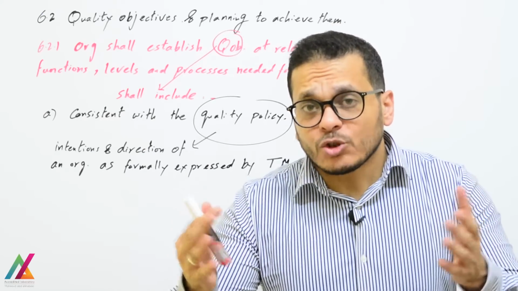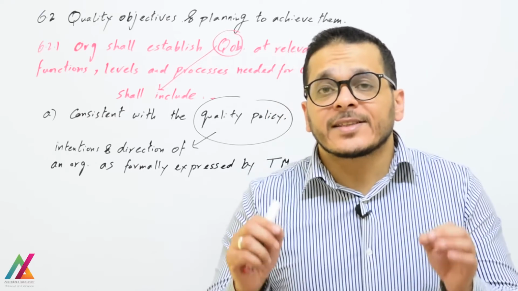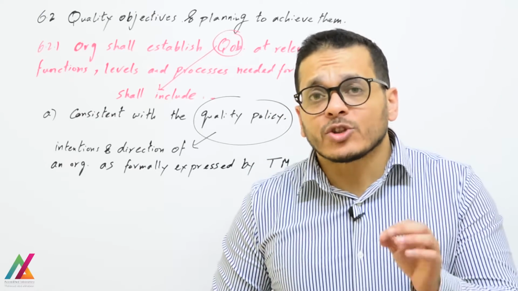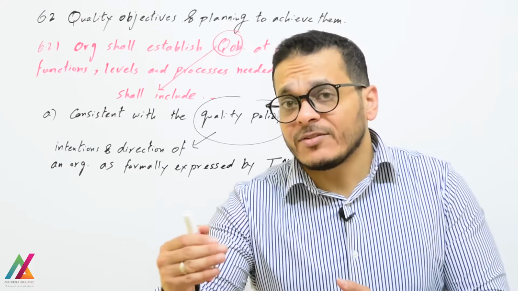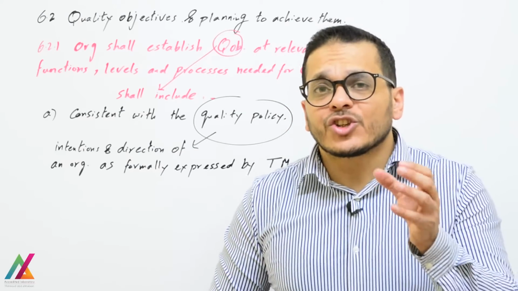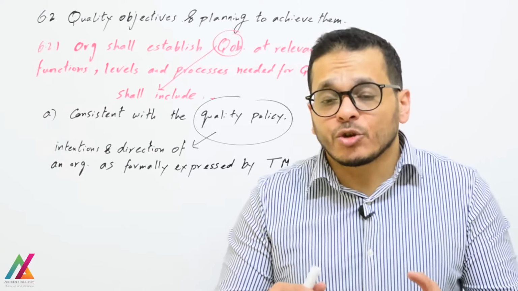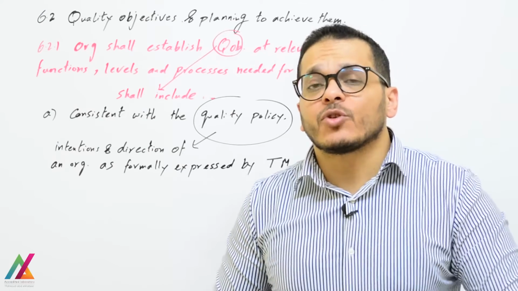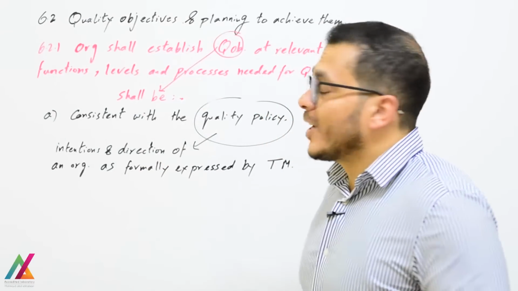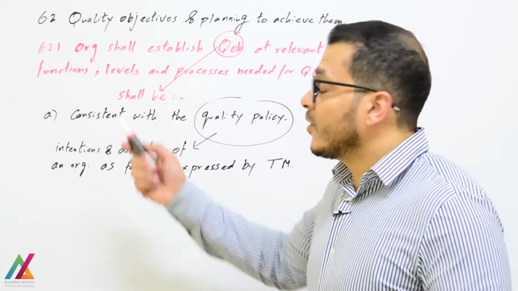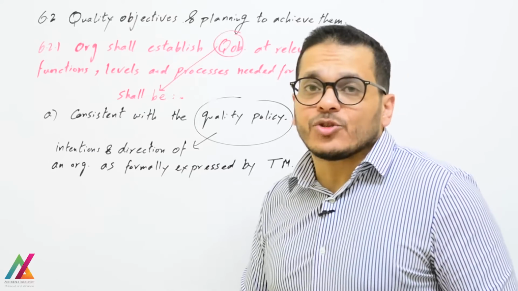And for this quality policy, you have different quality objectives, and the standard requires top management to establish quality objectives relevant to the organization, which should be measurable, quantitative, and timed, and there should also be documented information related to these quality objectives. So the organization shall establish quality objectives at relevant functions, levels, and processes needed for the quality management system.